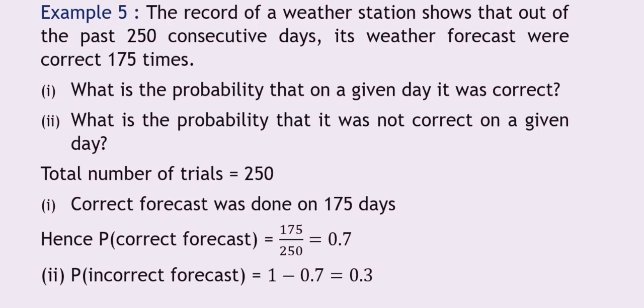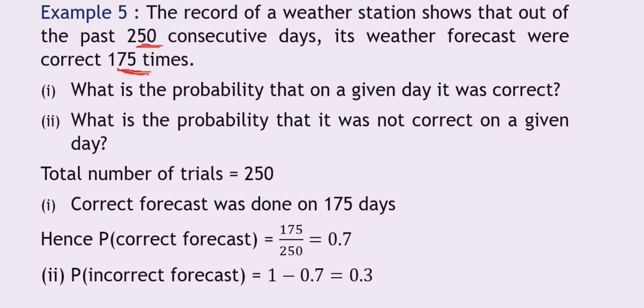The record of a weather station shows that out of the past 250 consecutive days, its weather forecast was correct 175 times. So here there are only two possibilities. What are the two possibilities? Either the forecast is correct, or the forecast is incorrect. Okay, either it is right or it is wrong. Now the total number of trials are 250. And out of 250, 175 times it was correct.